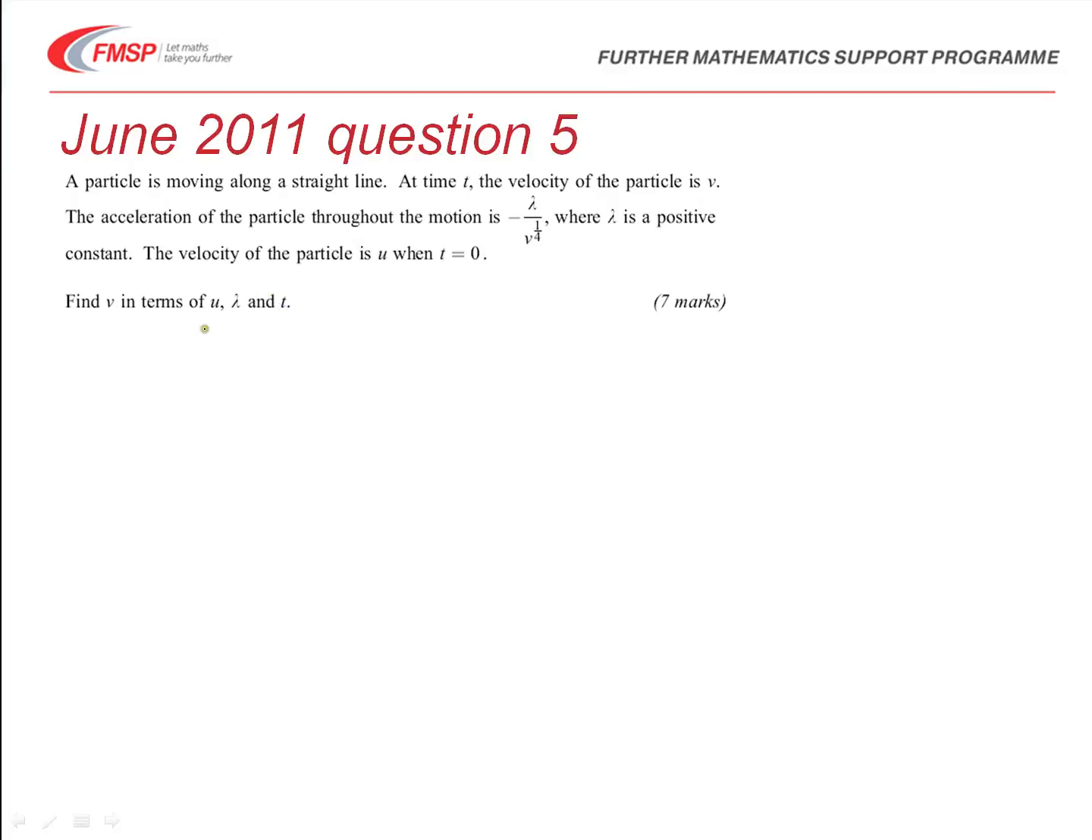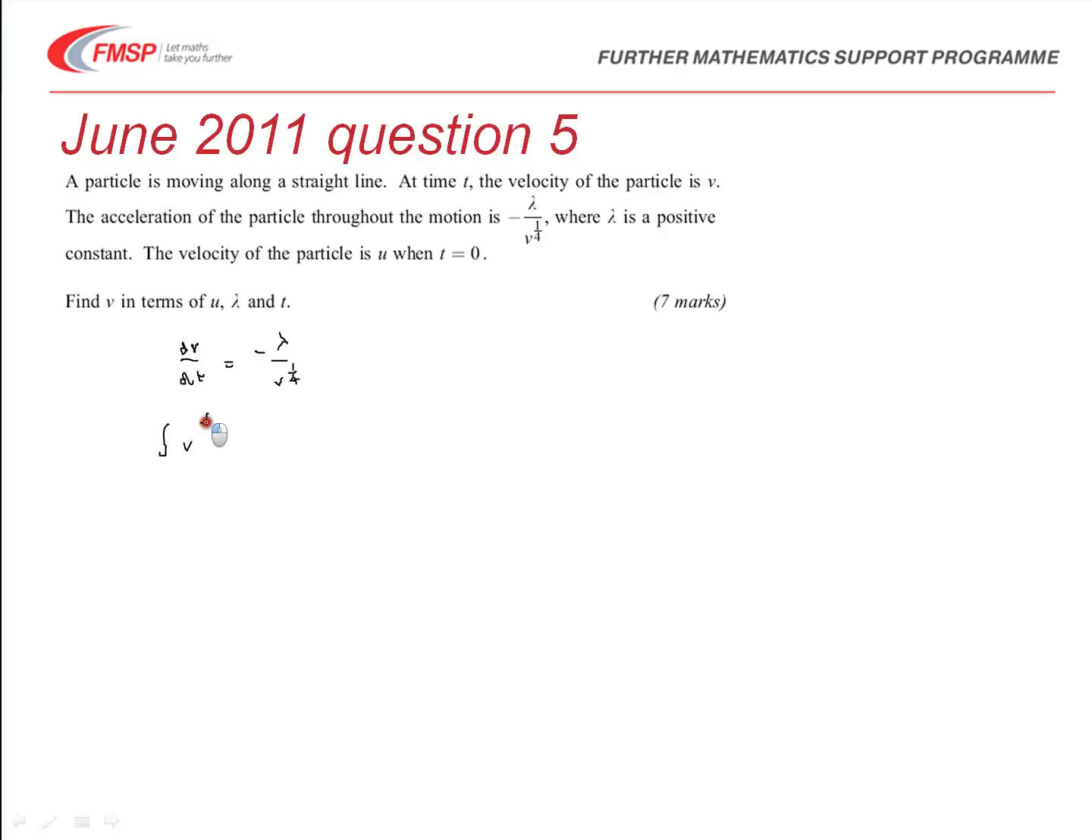Well, our starting point must be the fact that acceleration is equal to minus lambda over v to the power of a quarter, and since acceleration is given by velocity being differentiated, we can write down the fact that dv by dt is equal to minus lambda over v to the power of a quarter. And so we need to integrate this expression to find v. So in other words, we're going to separate the variables, which is a fairly standard method.